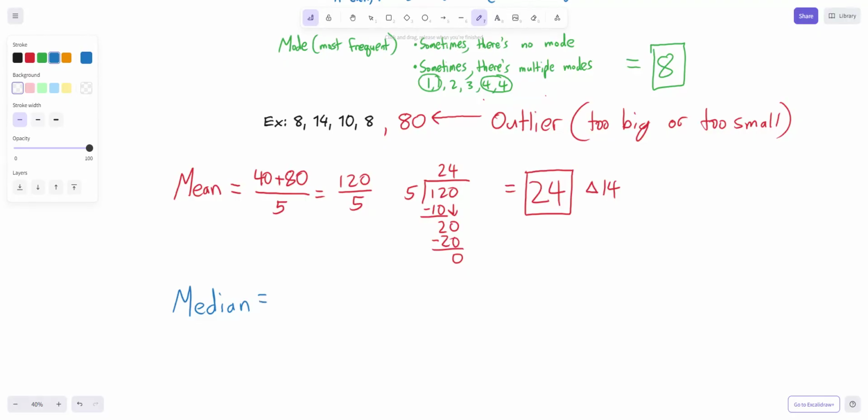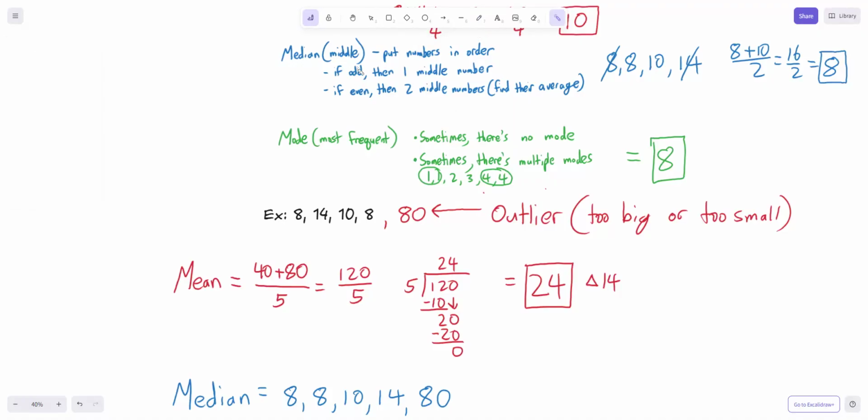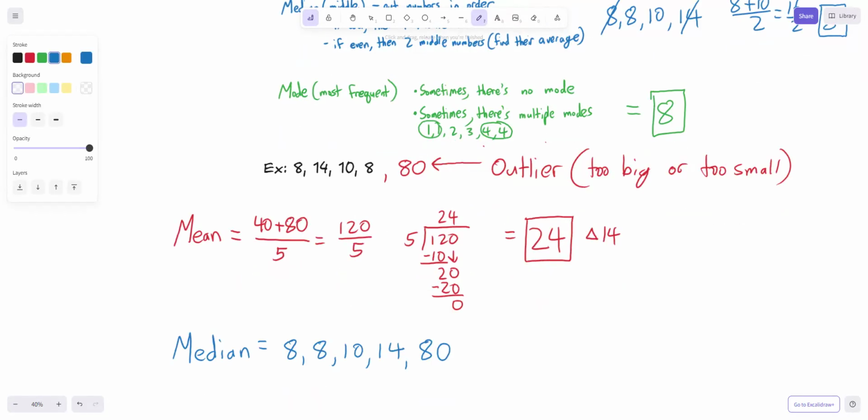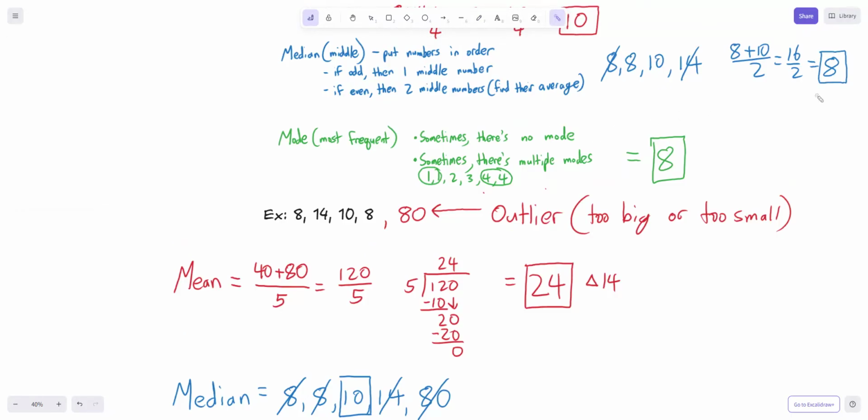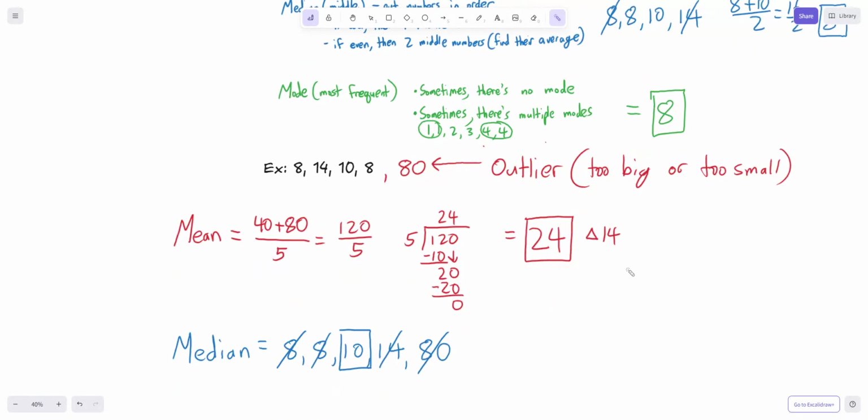For the median, the first step, always, is to put things in number order. So I have 8, 8, 10, 14, and 80. I have 5 numbers now. With 5 numbers, that is an odd set, which means there's exactly one middle number. So it's actually easier to find the median now. I cross out the smallest, largest, smallest, largest, and I end up with a median of 10. My median before was 8, and now it's 10.